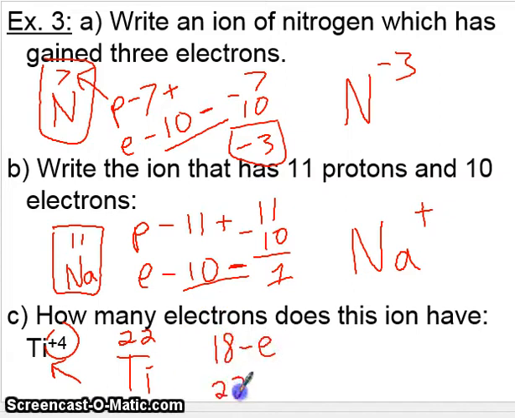Again, since you have 22 protons, all protons are positive, you have to have 18 electrons, which are negative. To come up with a +4 charge, you have to have 4 more positives than you have negatives. So the answer is 18 electrons.